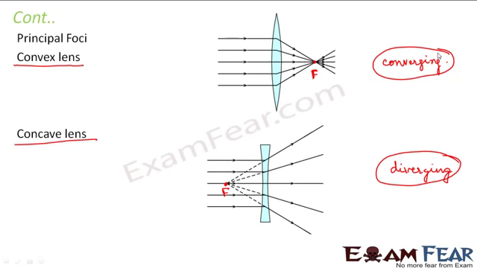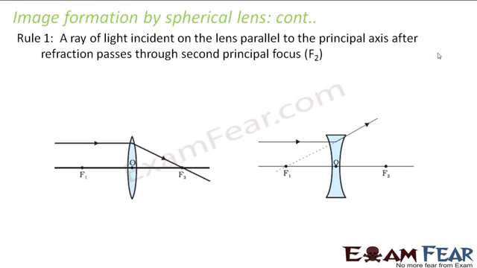So what do we see here? Here we spoke about optical center, centers of curvature, radii of curvature, principal axis and principal focus. Now we will study image formation by spherical lenses. Similar to spherical mirrors, there are certain rules that have to be followed for image formation by spherical lenses as well. So let us quickly look at the rules.